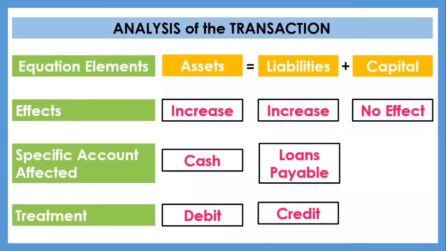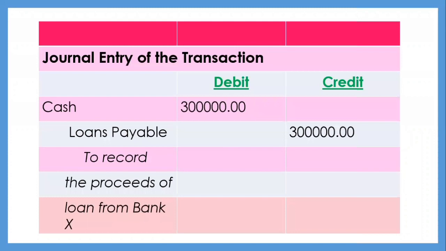So this is how our finalized tabulation looks like. What we did on our asset cash, we debit it. And what we did on our loans payable liability, we credit it, okay? So this is how our journal entry preparation looks like.